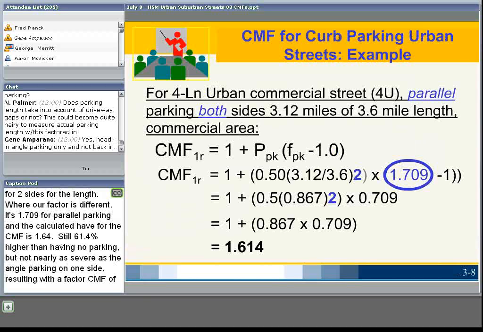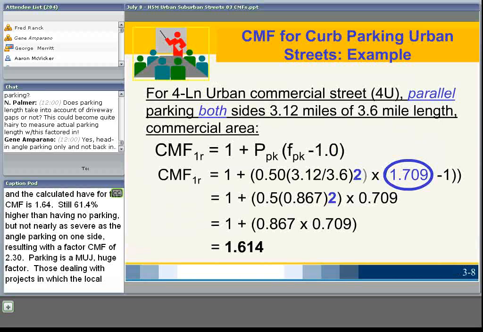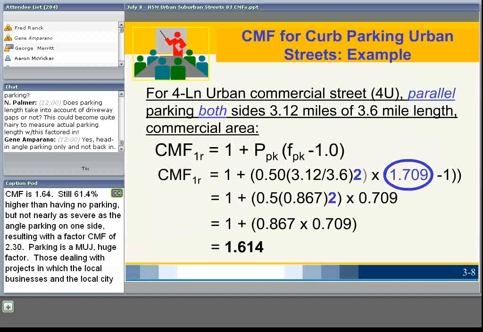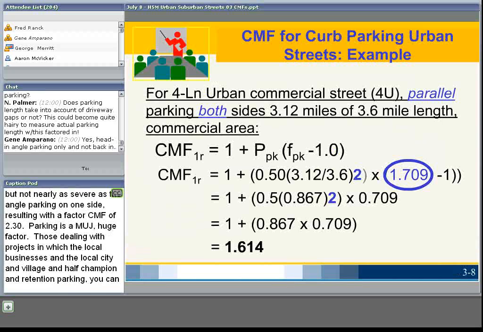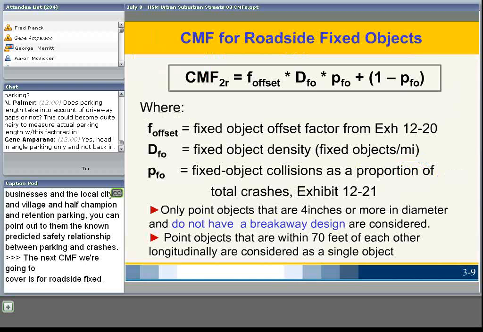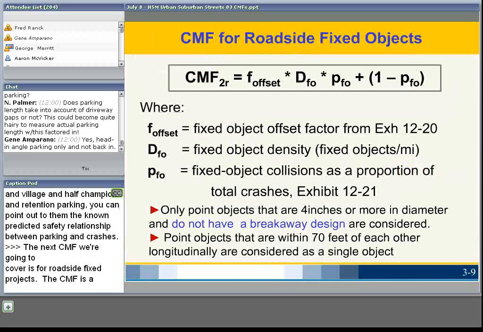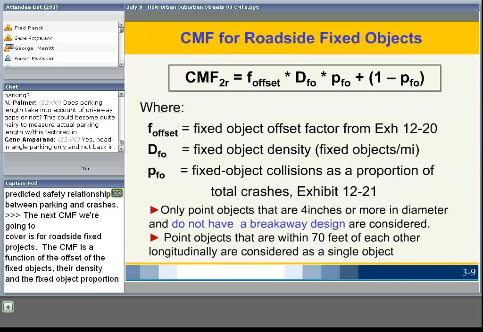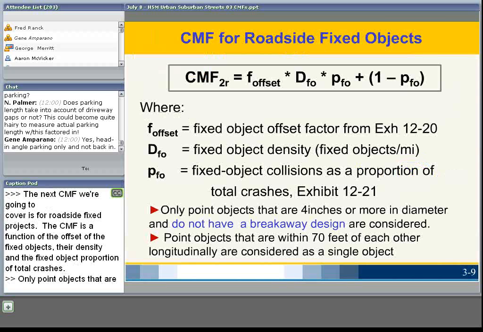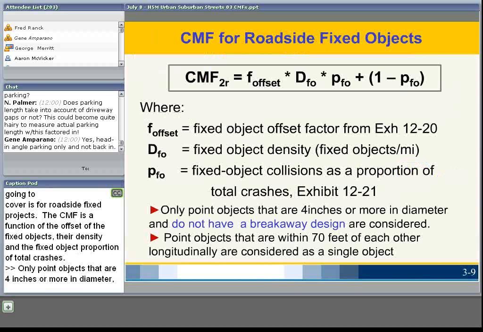Parallel parking, both sides. So we switched from angle parking one side. Now we'll give you an example for parallel parking both sides. Same lengths of the parking zones. We now show a 2 for 2 sides for the length. Our factor is different. It's 1.709 for parallel parking. And the calculated value for the CMF is 1.614. Still 61.4% higher than having no parking, but not nearly as severe as the angle parking on one side, resulting with a CMF of 2.30. So parking is a huge, huge factor.